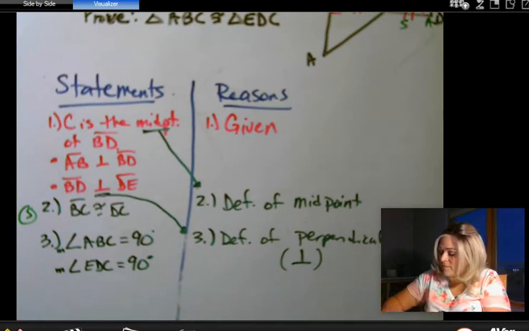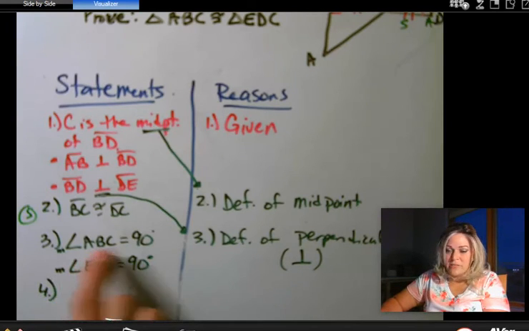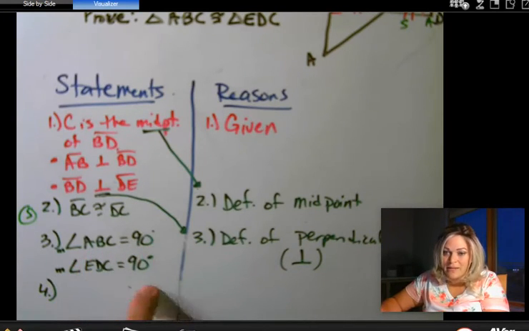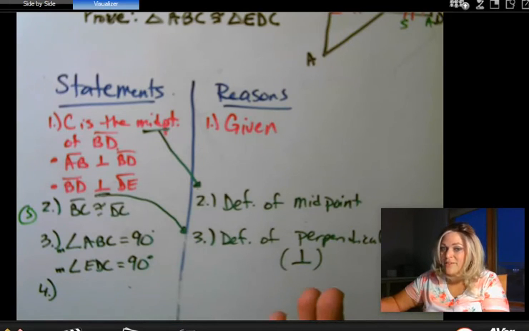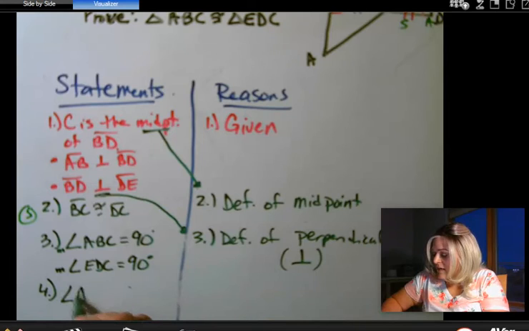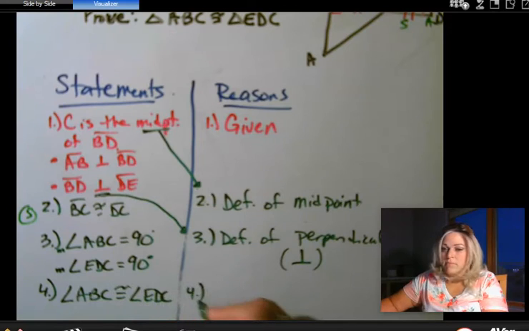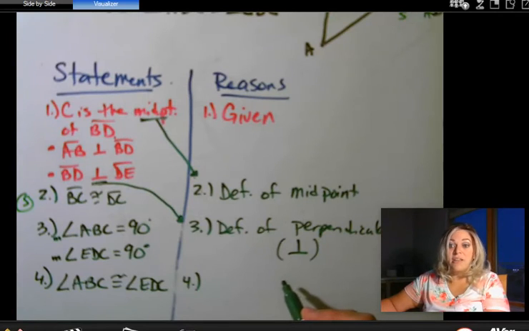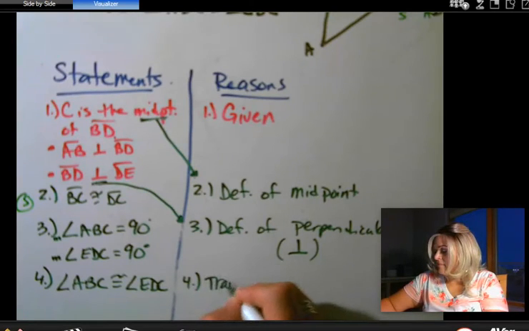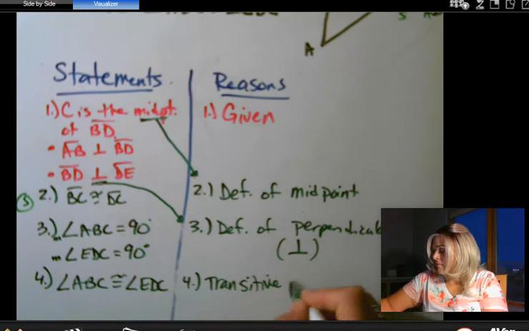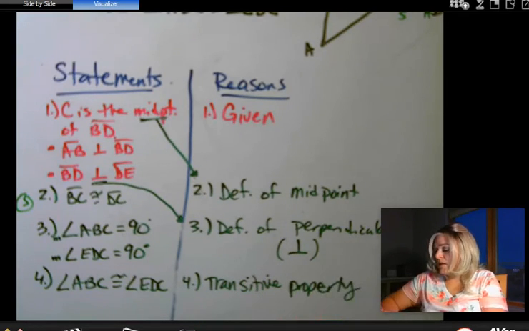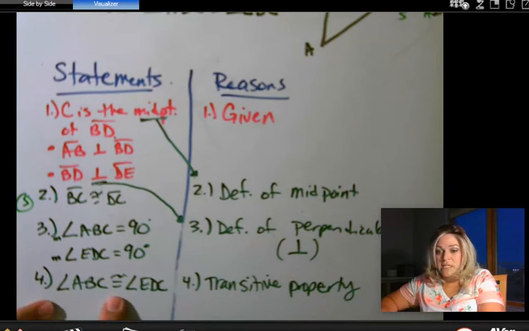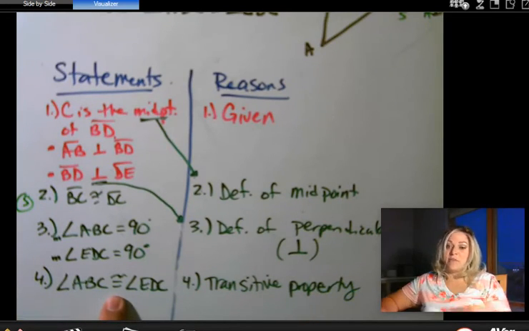Step 4. If one angle is equal to 90 and the other angle is equal to 90, wouldn't they be equal to each other or congruent to each other? So I'm going to say angle ABC is congruent to angle EDC. And I could say they're both congruent to the same amount, or their measurements are equal. That is called the transitive property. Okay, and because I'm switching from measurements to congruence, some teachers require you to say that if the measurements are equal, the angles are congruent. So I'm going to add that.